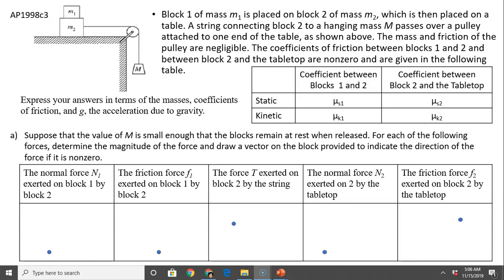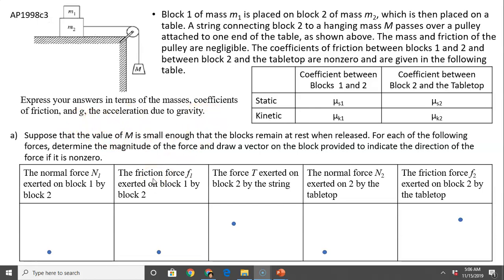The coefficients of friction between block 1 and 2 and between block 2 and the tabletop are non-zero and are given in the following table. Here's static friction, mu S1, and static friction, mu S2. Mu S2 is between block 2 and the table, mu S1 is between block 1 and block 2, and then the kinetic friction of the two surfaces. Express your answers in terms of the masses, that means M1, M2, and M, coefficients of friction, mu S1, mu K1, mu S2, mu K2, and g, the acceleration due to gravity.